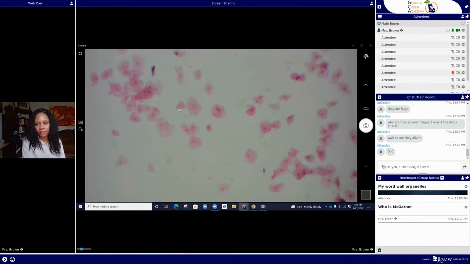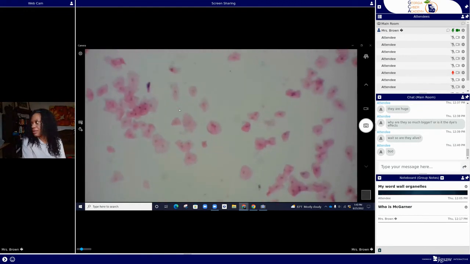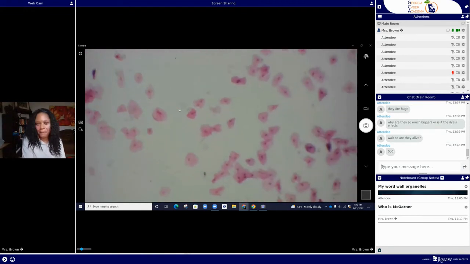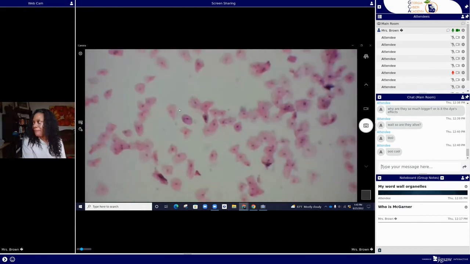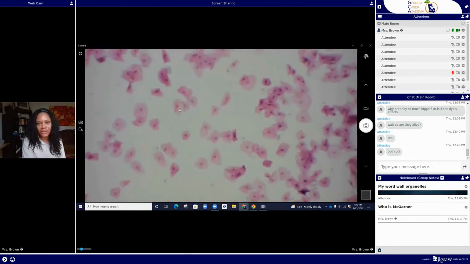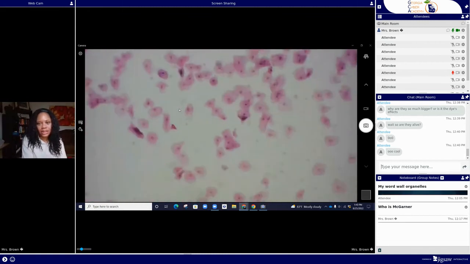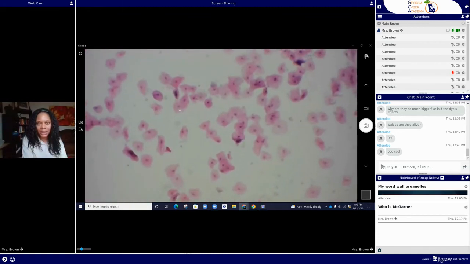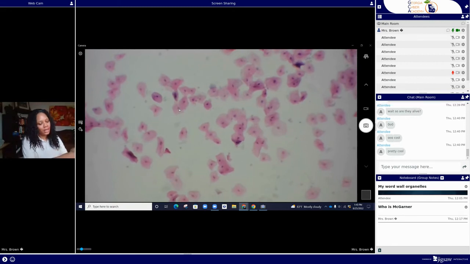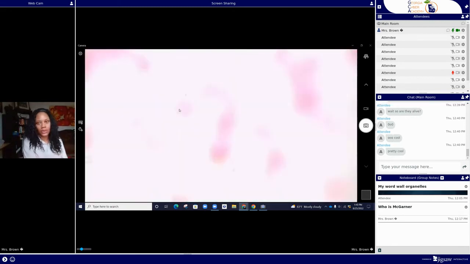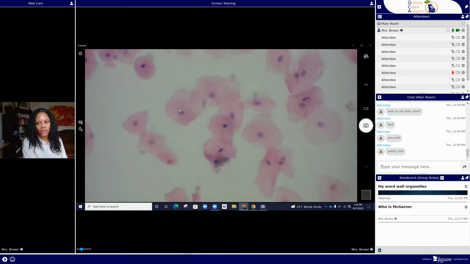Cool. These are cheek cells. Some of them are just kind of globbed together, just on top of each other. That's just how they prepared it. But yeah, these are what your cheek cells look like. And so it's a little bit closer.